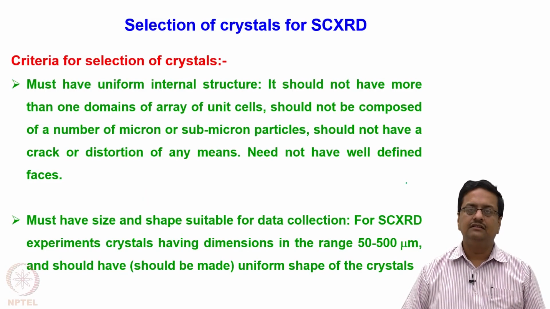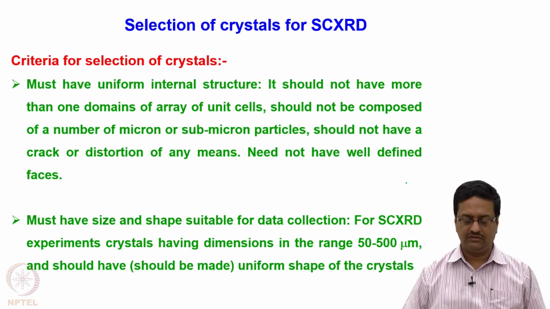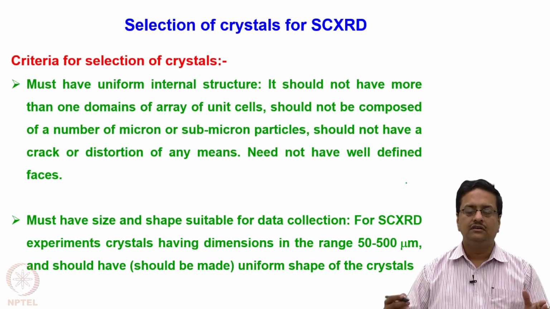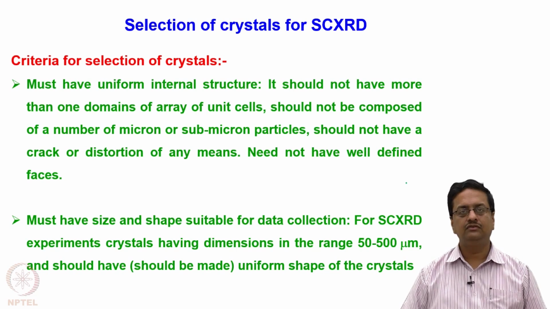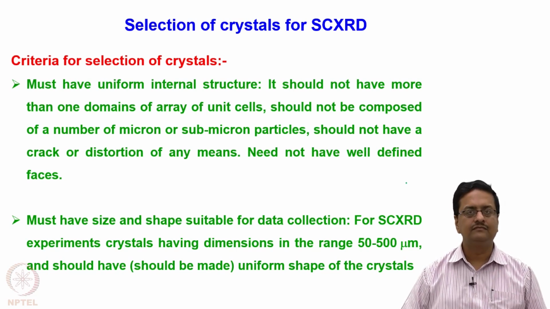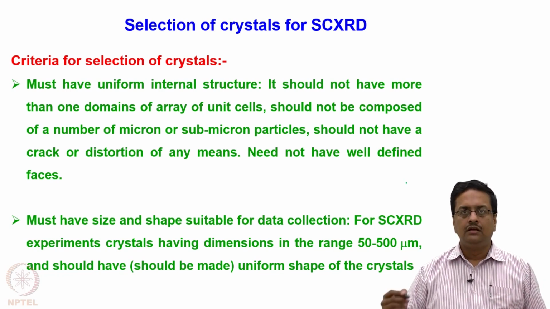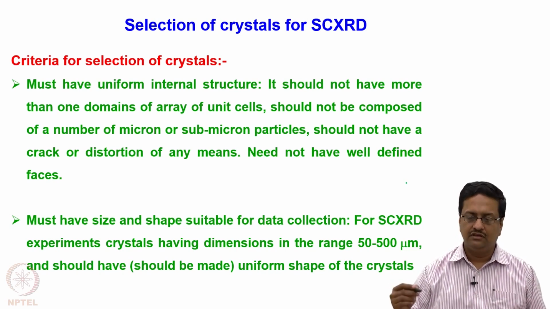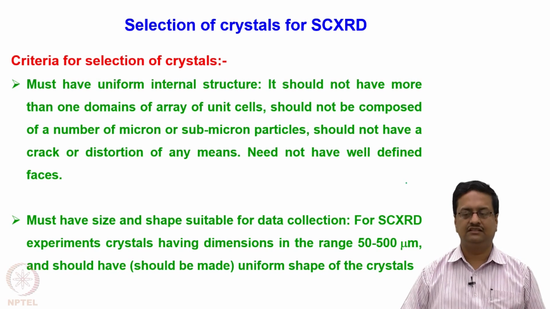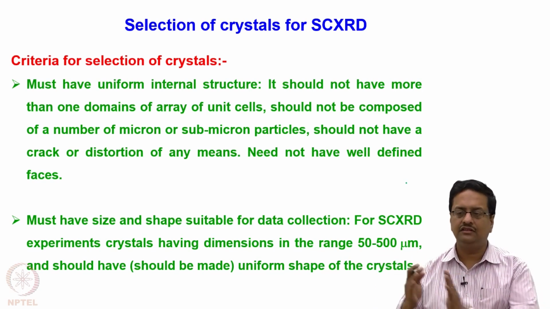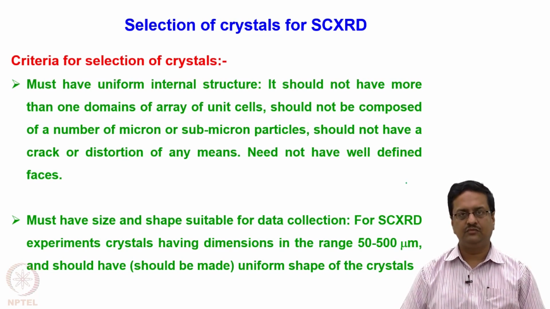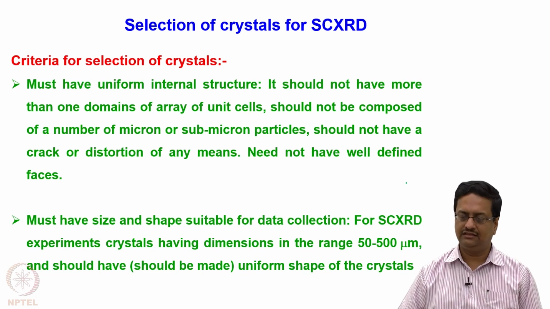Now we need to understand, when we have grown different types of crystals from various methods that we have used, we have learned till now how to identify a good single crystal for diffraction data collection. So we need to know the criteria of selection of crystals. To start with, the crystal must have uniform internal structure. It should not have more than one domain of array of unit cells. So all the unit cells should be arranged as regularly as possible in all the three directions.